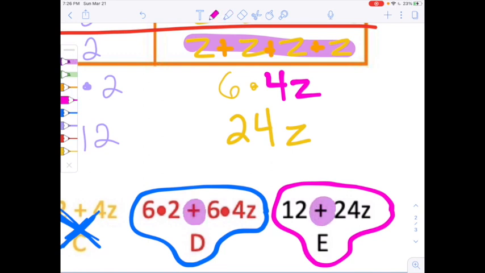They are the equivalent form of 6 times, in parentheses, 2 plus 4z. These two ways say the same thing as 6 times parentheses 2 plus 4z.